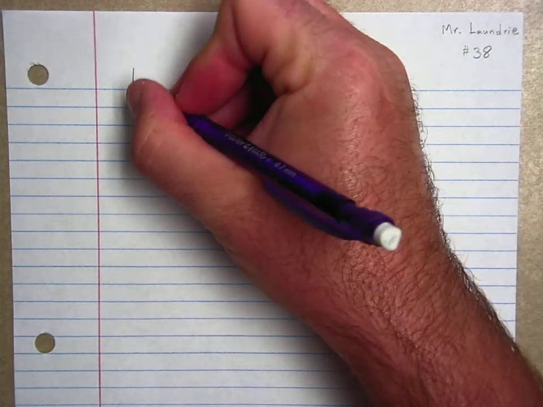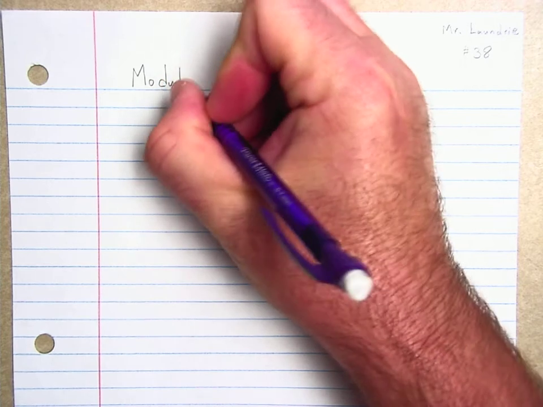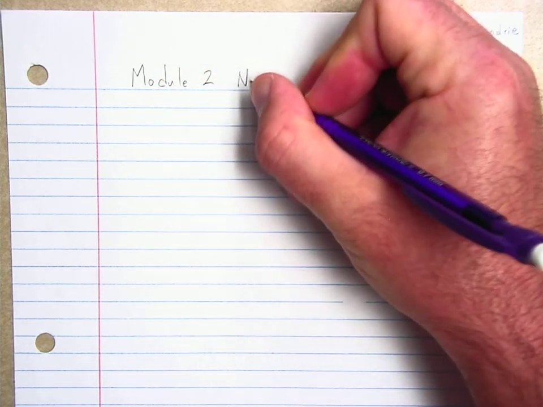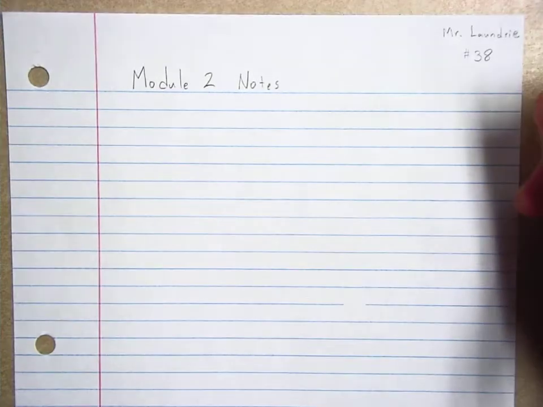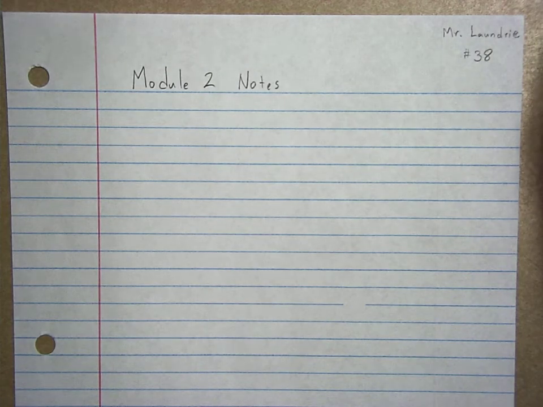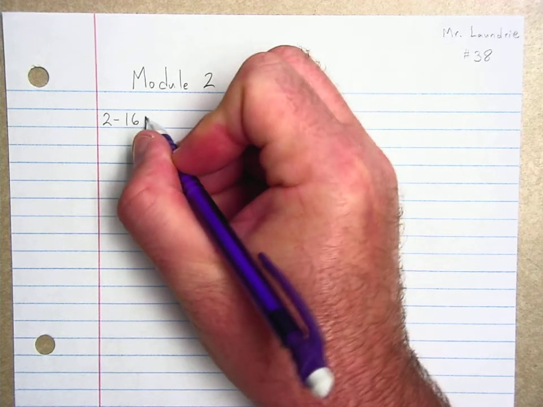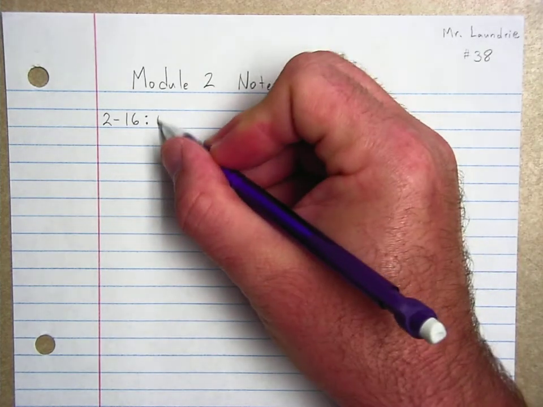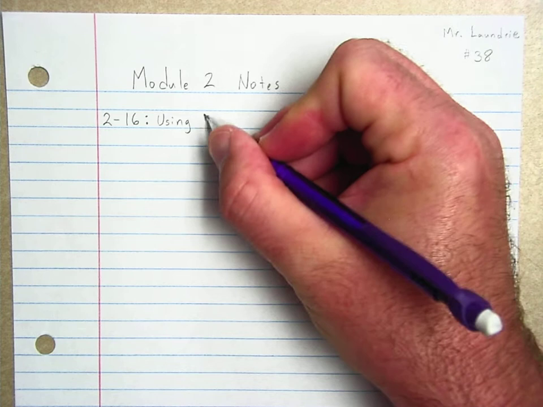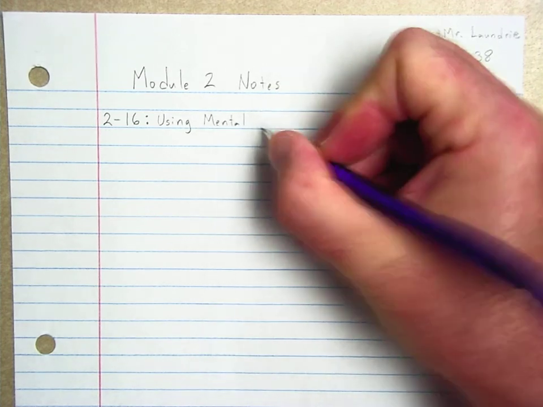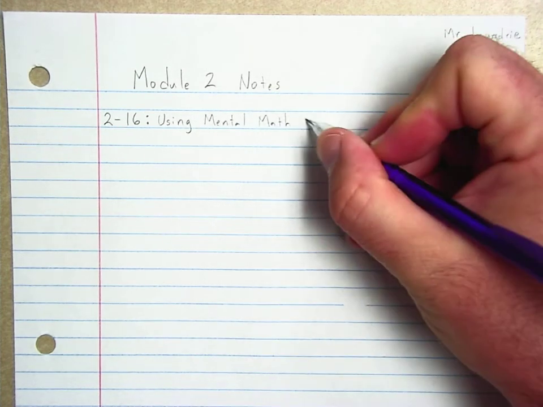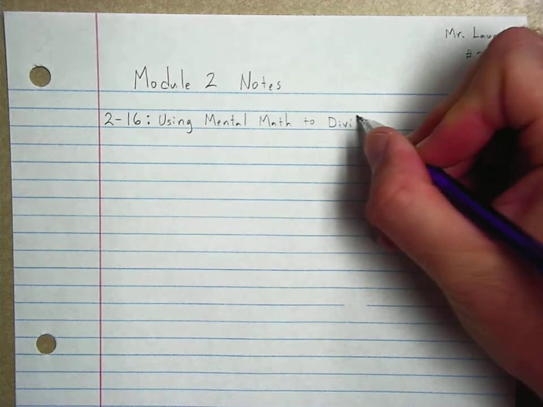We're moving past multiplication with decimals. Now, obviously, we'll still be multiplying. Multiplication's not going anywhere. But as we continue our Module 2 notes, we are going to be focusing a little bit more on division. A little more division. So, Module 2, Lesson 16. We're going to start by using mental math to divide.